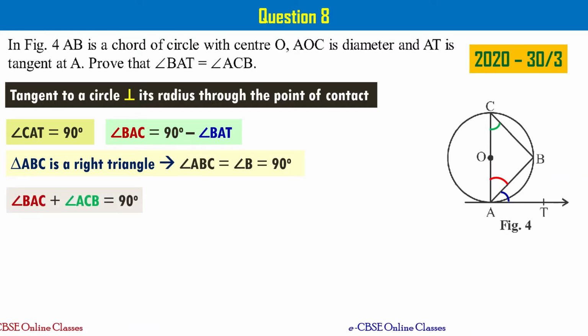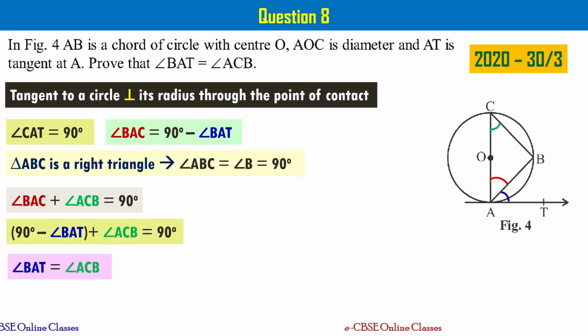Angle BAC plus angle ACB equal to 90 degrees. And we have already seen that angle BAC equal to 90 degrees minus BAT, right? Let's substitute that in this and simplify it so that you get angle BAT equal to angle ACB. This is what we are asked to find.